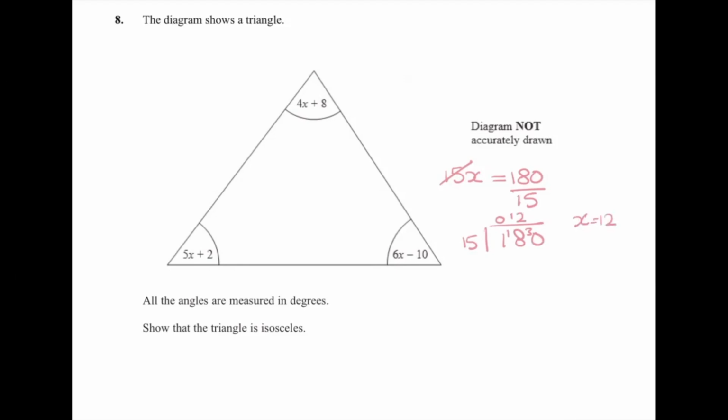Now all I need to do is work out each one of the angles. So this would be 4 times 12 plus 8. I'm going to do the same here. And finally do the same here. So I can see that I've got 2 angles the same. So I have shown that the triangle is isosceles. If I want to, I can just make that statement as well. So it's really communicated well to my examiner.